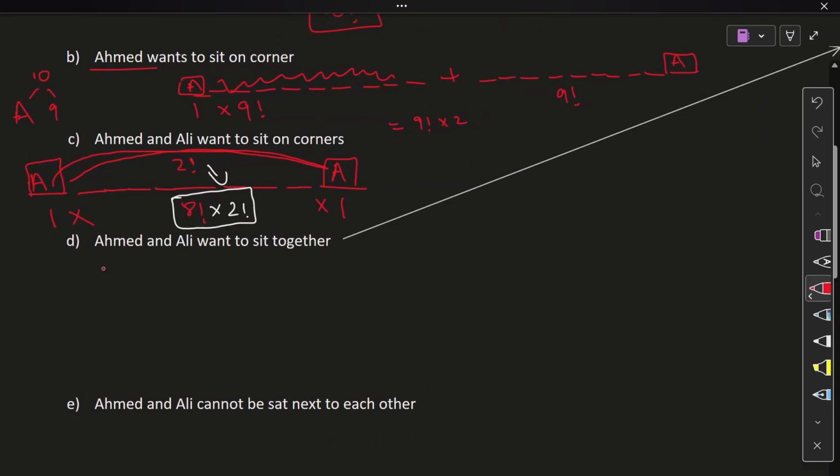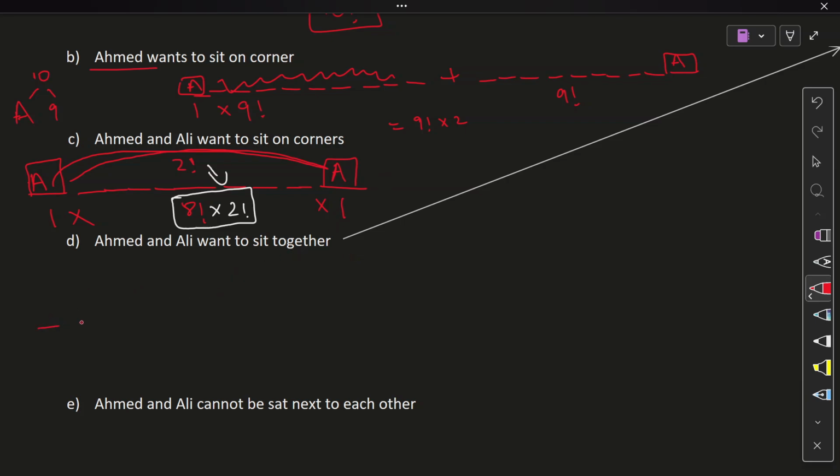Moving on. Ahmed and Ali now want to sit together. Earlier they were keen on sitting at different corners, now they want to sit together, to be friends. So Ahmed and Ali are like, okay, now we're going to be friends. We have the same interest. We want to sit on corners. Now let's just sit together. Let's get to know each other a little.